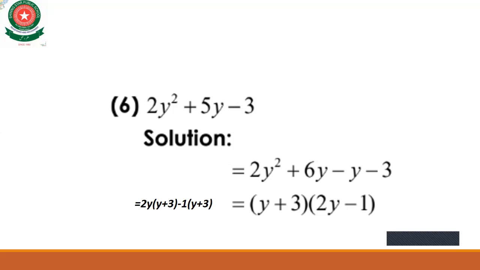We have to find such kind of factors. By adding we may get 5 and by multiplying we may get minus 6. By multiplying the outer coefficients, 2 into minus 3, 2 3s are minus 6. We have to find such kind of factors: by multiplying we may get minus 6 and by adding we may get 5. So we have factors 6 and minus 1.